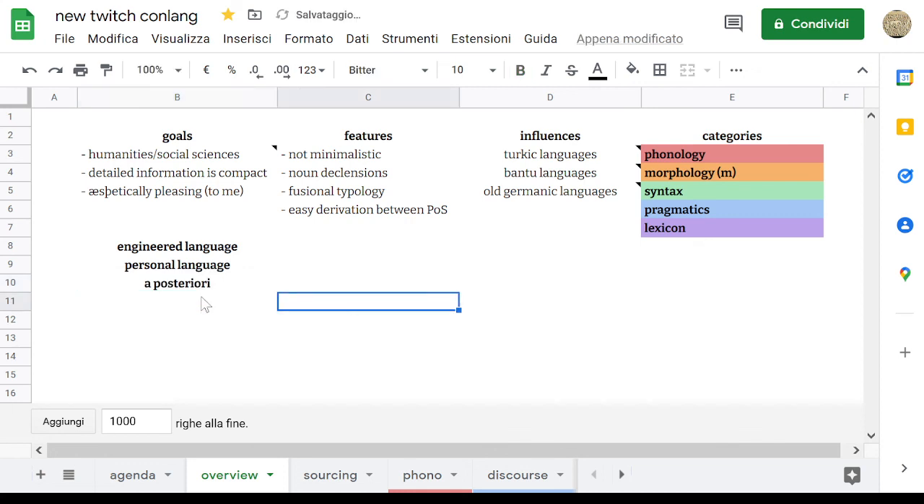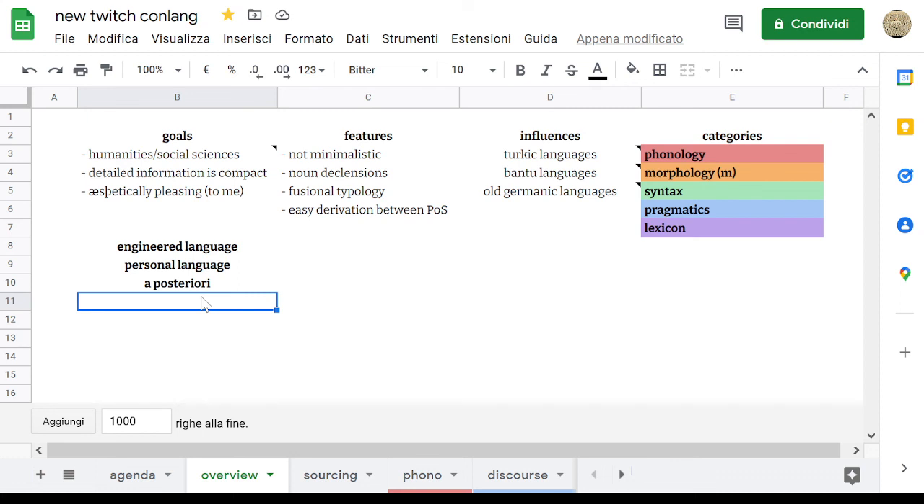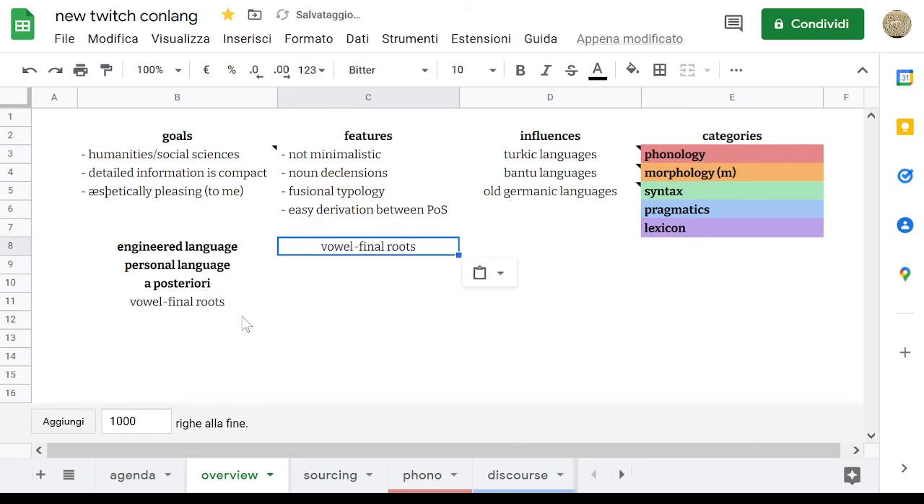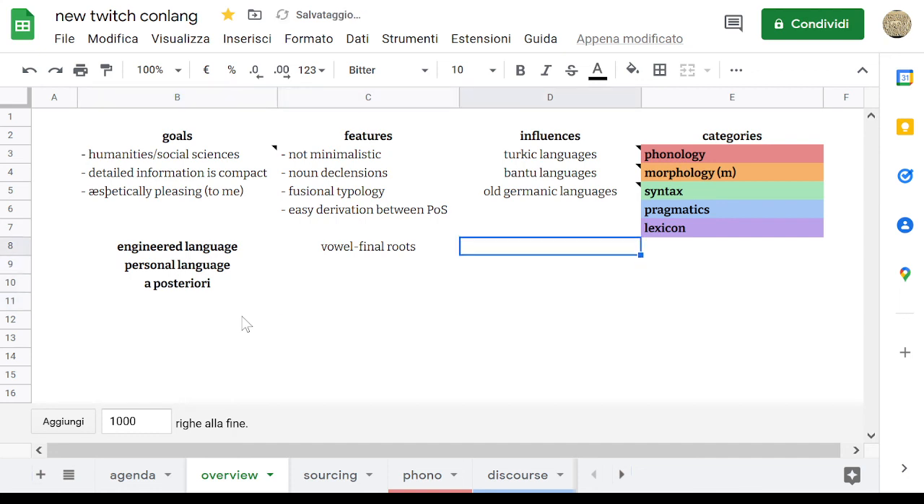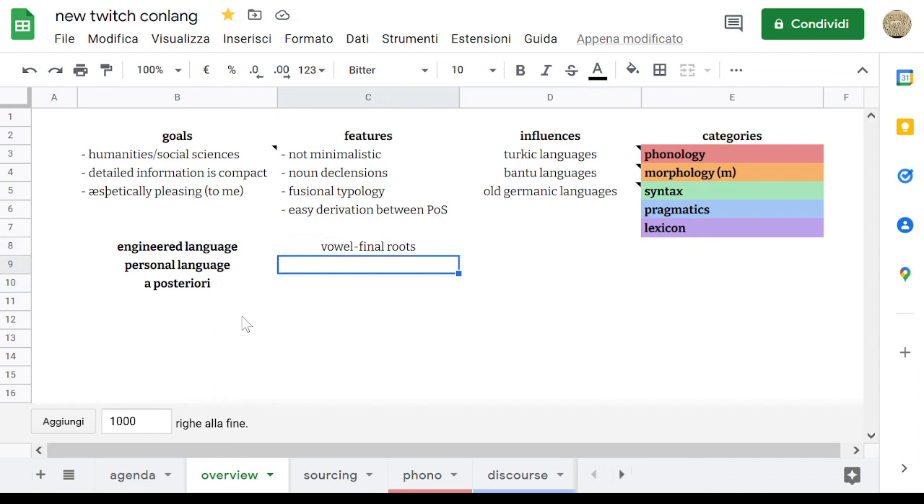So in terms of root shape, and I'm just going to write it here on overview because I don't have a sheet for it yet, but I'm going to say roots need to be vowel final roots. I could put this in features, actually, not in goals. Vowel final verb roots. And I already know that most of my roots will be verbal. Any of my nouns needs to be able to become a verb by losing its class ending.